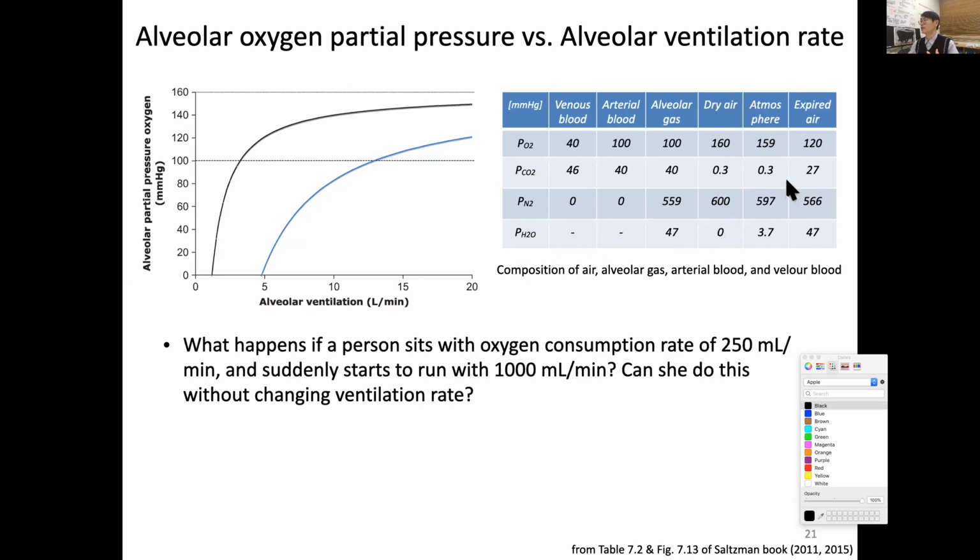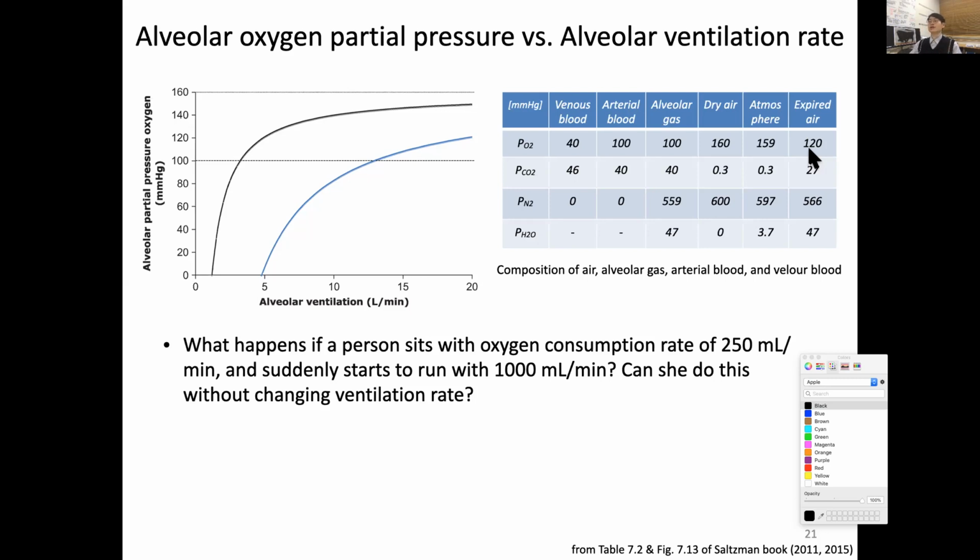And the atmosphere has a little bit of moisture. And expired air has the same saturated water partial pressure, while the O2 is about 120 mmHg partial pressure.